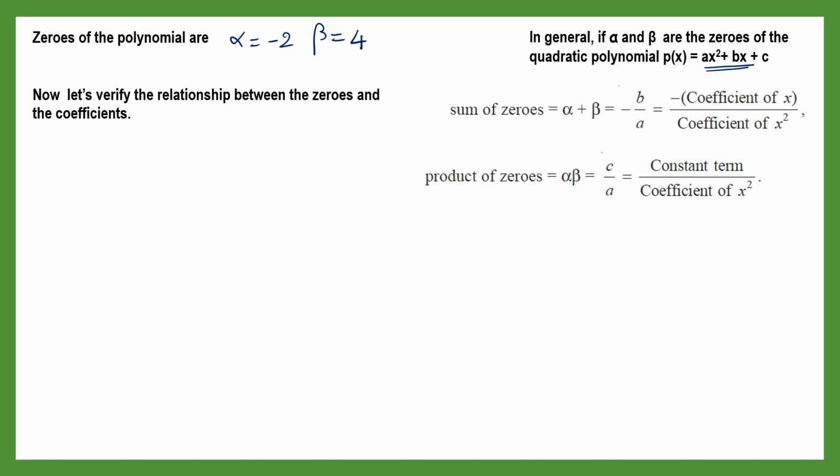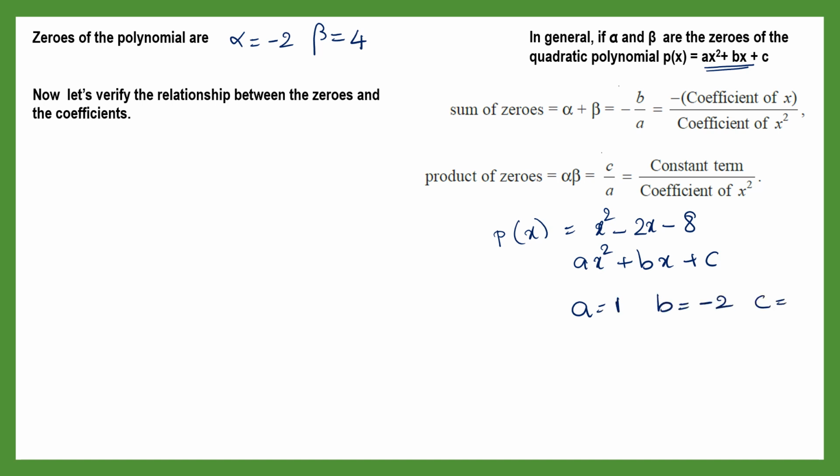C by a means constant term by coefficient of x square. Question given is p of x is equal to what? x square minus 2x minus 8. If we compare this with ax square plus bx plus c, you get a is equal to 1, b is equal to minus 2, c is equal to minus 8. Now let's verify first the sum of the zeros.